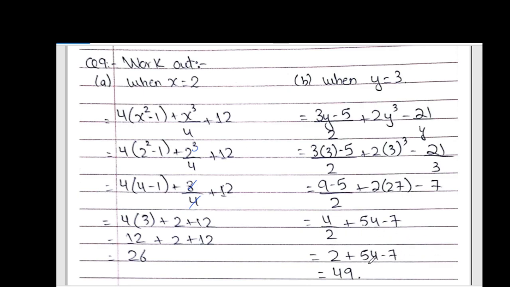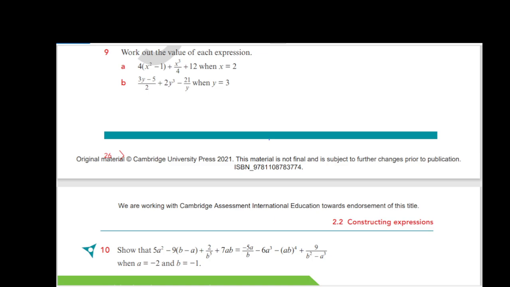By solving this expression, first we will solve the plus side. That will be 54 plus 2 is 56, and then minus 7 will be 49. So question number 9 is done. Now we'll move to question number 10.